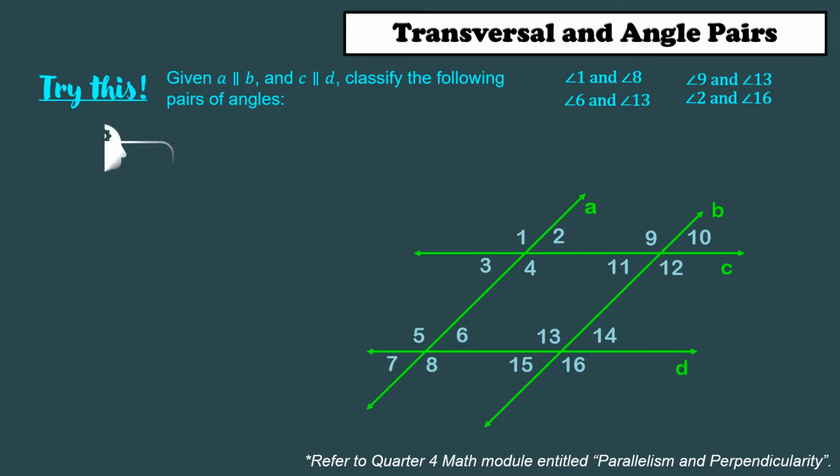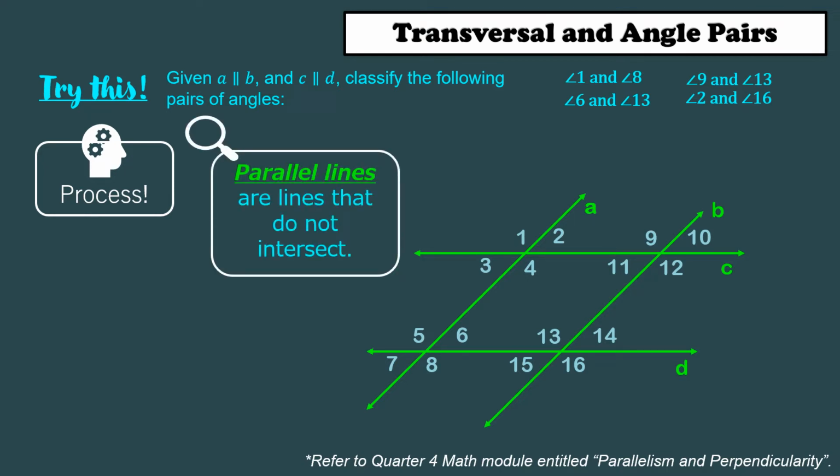Let us process what we know. In our figure, we are given that lines A and B and lines C and D are parallel to each other. When lines are parallel, this means that they do not have any points of intersection. Line A does not intersect with line B, and line C does not intersect line D.